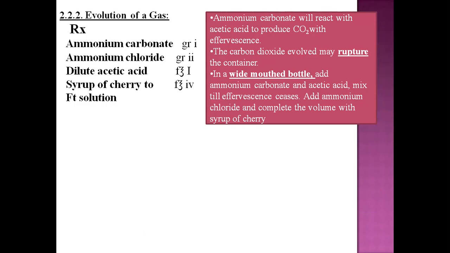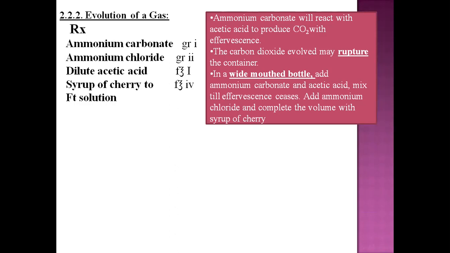But you as a pharmacist have to know that ammonium carbonate will react with acetic acid to form carbon dioxide. Carbon dioxide is a diluting gas that cannot be entrapped in a container. To overcome this problem, in a wide-mouthed bottle, a mortar, a beaker, or a flask, you can add all the ingredients. Carbon dioxide will start to evolve. You will have to continue stirring until no evolved carbon dioxide is present. And finally, you can dispense it in the bottle to the patient.